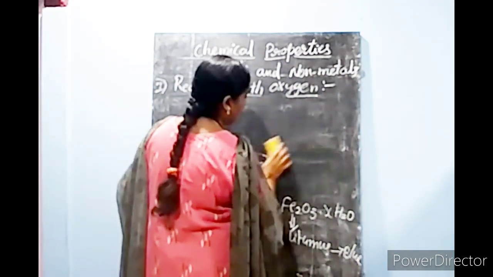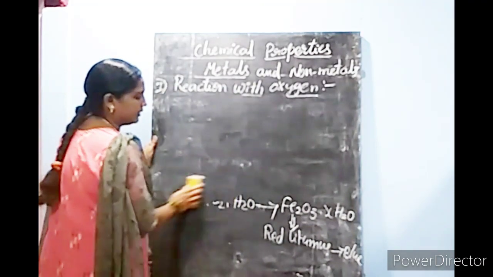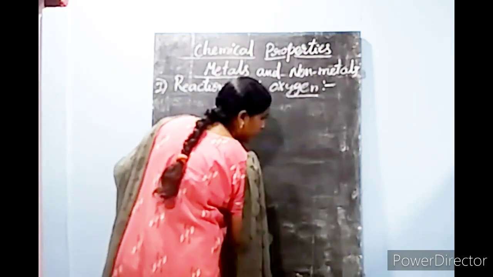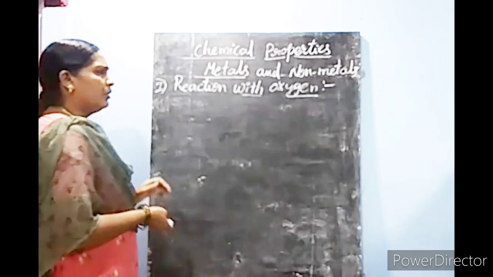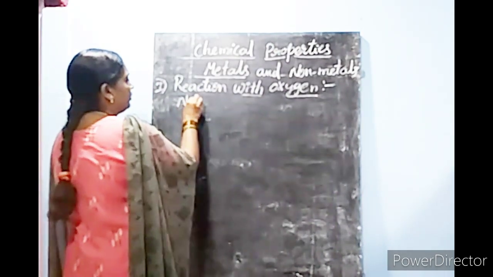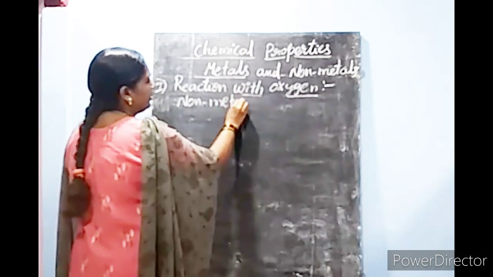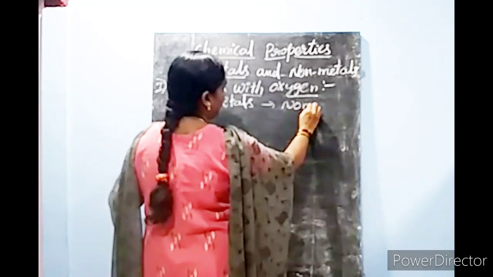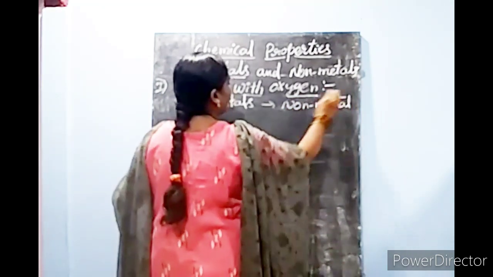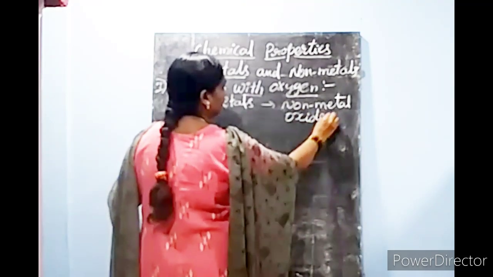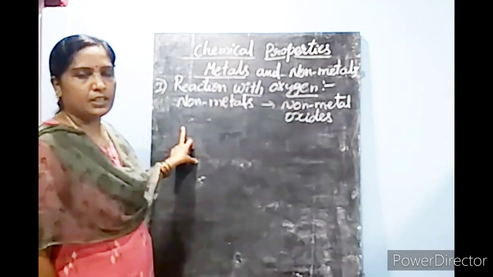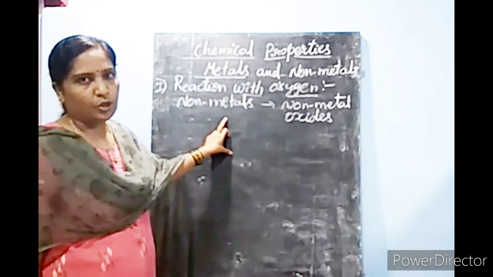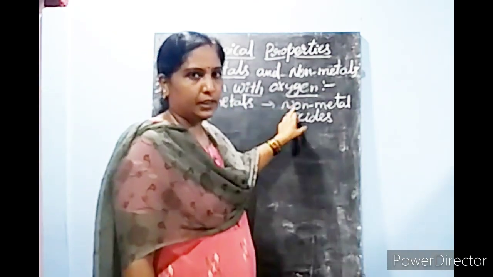Now we will see how non-metals react with oxygen. Non-metals also react with oxygen and they form their non-metal oxides. When metals react with oxygen, they form metal oxides. When non-metals react with oxygen, they form non-metal oxides.